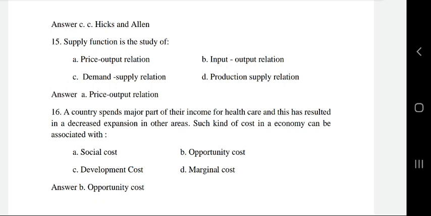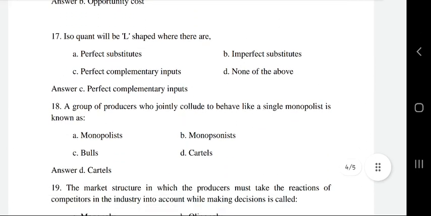Question number 16. A country spends a major part of their income for healthcare and this has resulted in decreased expansion in other areas. Such kind of cost in an economy can be associated with: social cost, opportunity cost, development cost, marginal cost. Here, the answer is opportunity cost. It's a potential foregone profit from a missed opportunity. That means the result of choosing one alternative and foregoing another. That is opportunity cost.